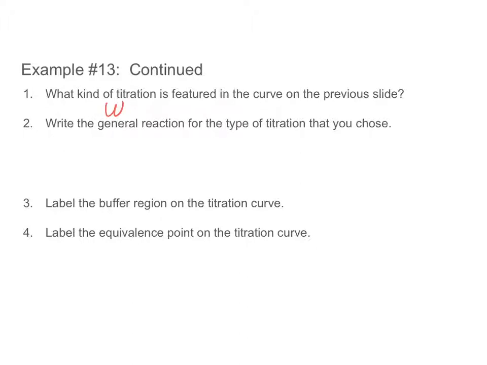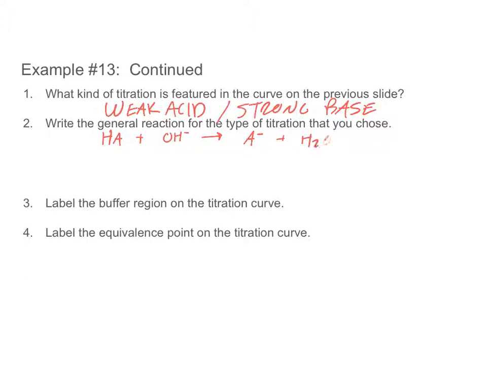Yes, it is a weak acid. Strong base. And the general reaction for the type of titration that we chose, the weak acid strong base, might be something like this. HA would be some type of an acid, plus a strong base, so it'd be OH minus, would react to form something like the conjugate of a weak acid and water.